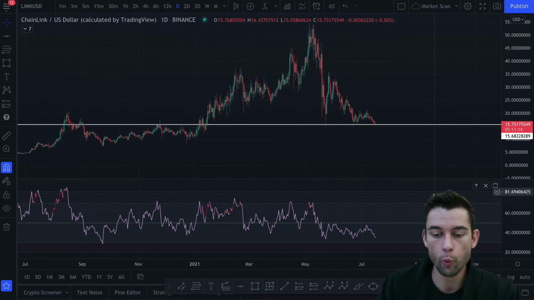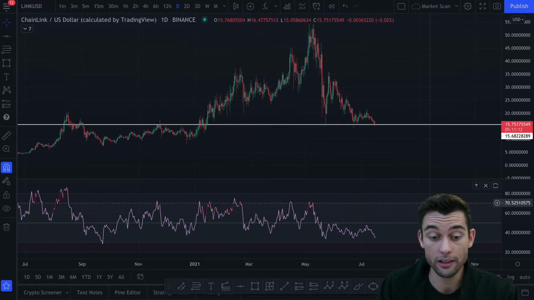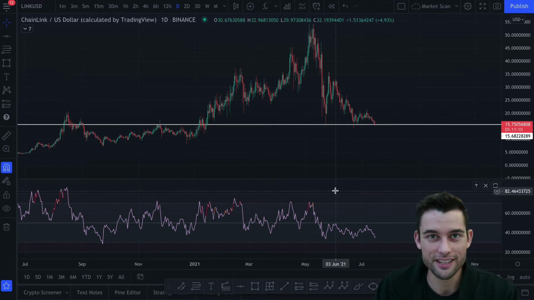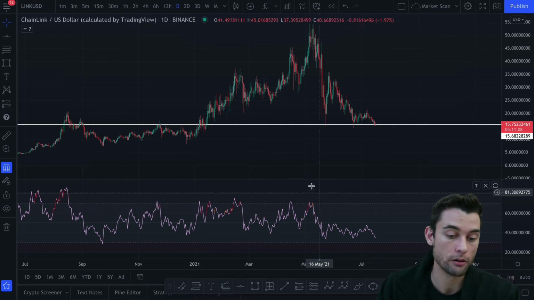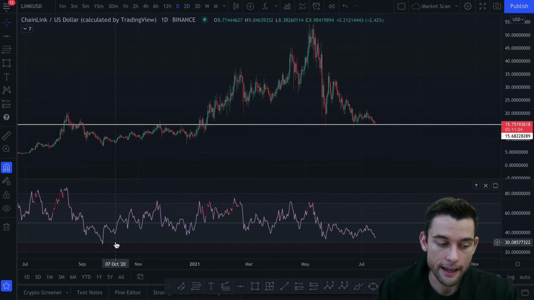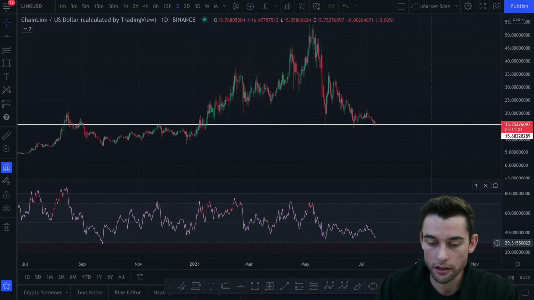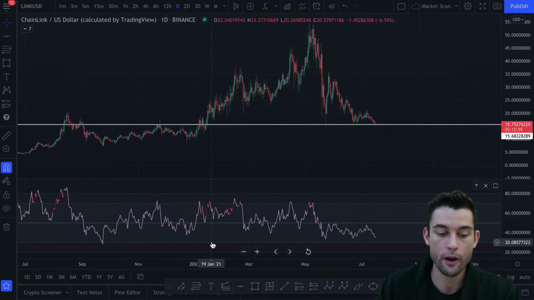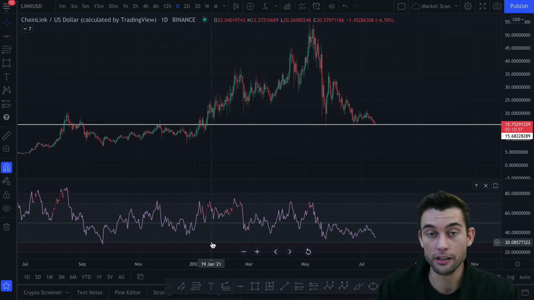So when the RSI is above 70, you most likely want to take your profits or get out of your trade. But on the opposite end, if it is under 30, you can see 30 right here, that is when the cryptocurrency in question is oversold.